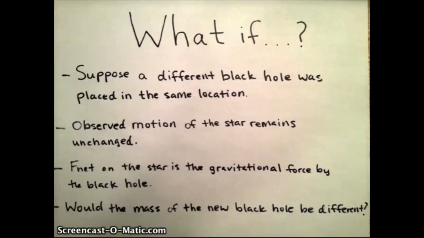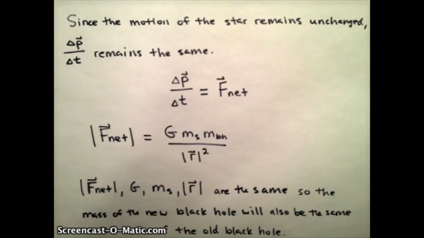What if? Suppose a different black hole was placed in the same location and the observed motion of the star remained unchanged. Also, the F net on the star is the gravitational force by the black hole. Would the mass of the new black hole be different? Since the motion of the star remains unchanged, delta P over delta T will remain the same. And remember, delta P over delta T equals F net.